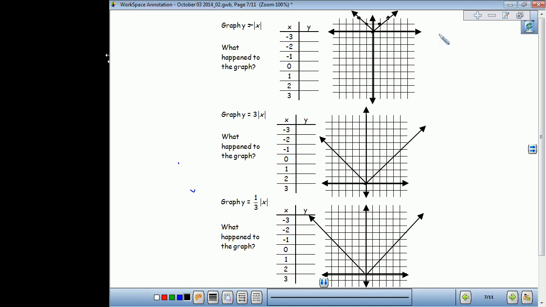Okay, so my parent graph, which you'll be given, you don't have to memorize the parent graphs, you'll be given this, is y equals absolute value of x. And it's that V looking thing that opens up.